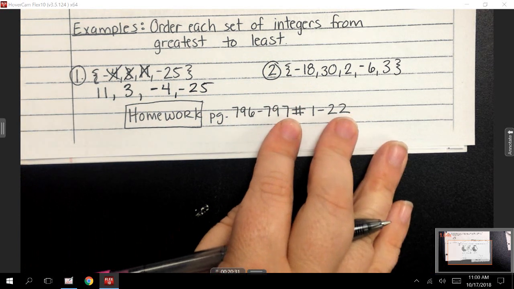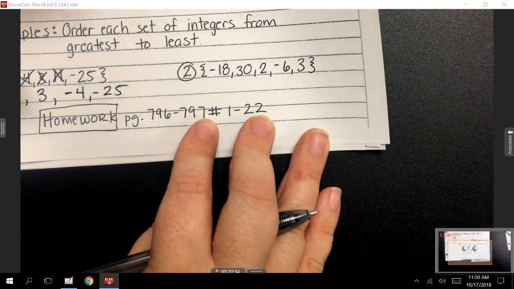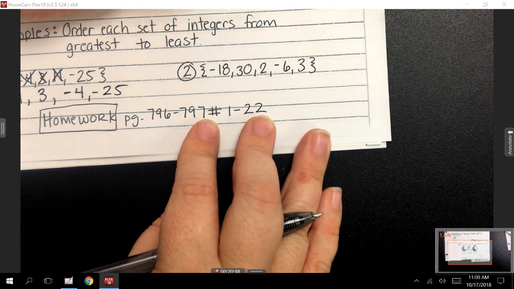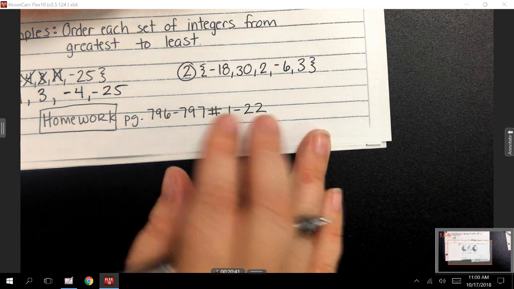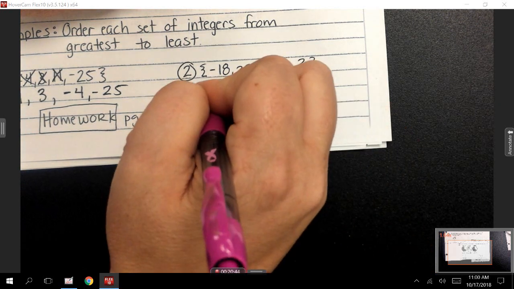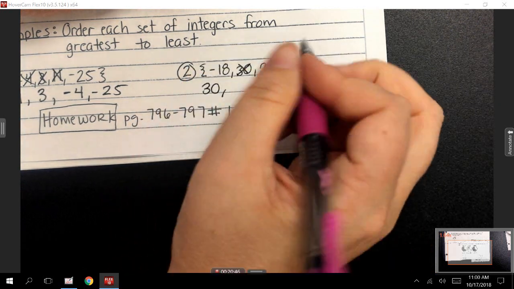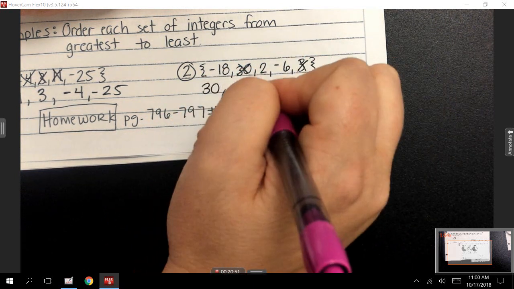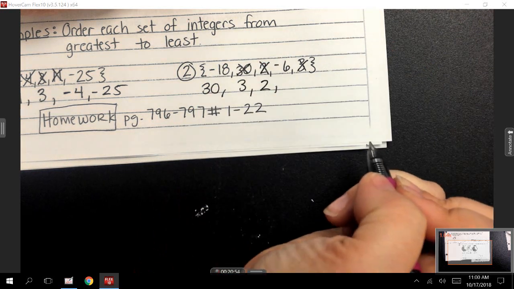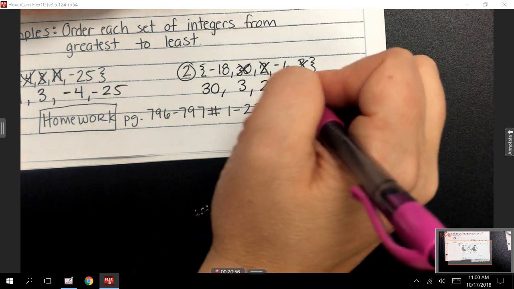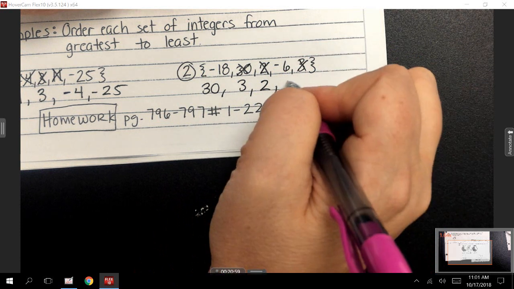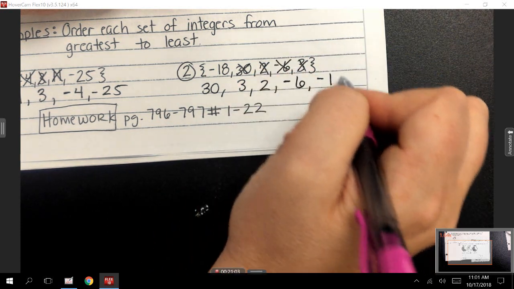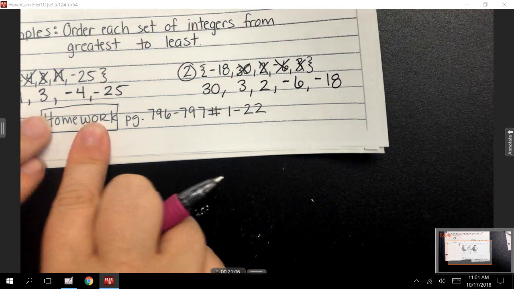All right. Number 2. What is my biggest number? Greatest to least. What's my biggest number? Kelsey? 30. All right, what's going to be after 30, Olivia? 3. And after 3, Tiva? 2. And after 2, Camilla? Negative 6. Very good. And my last one, Tony? Negative 18. Excellent.